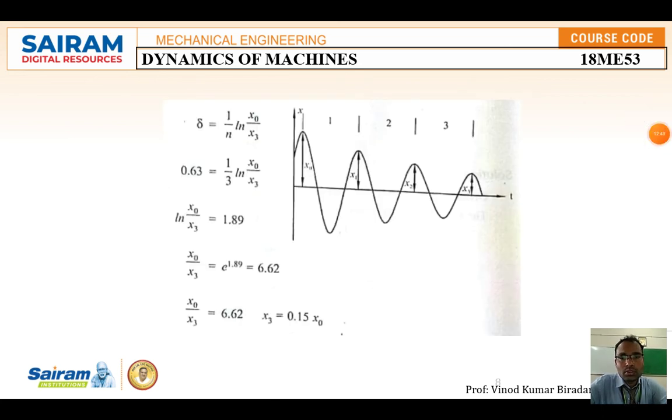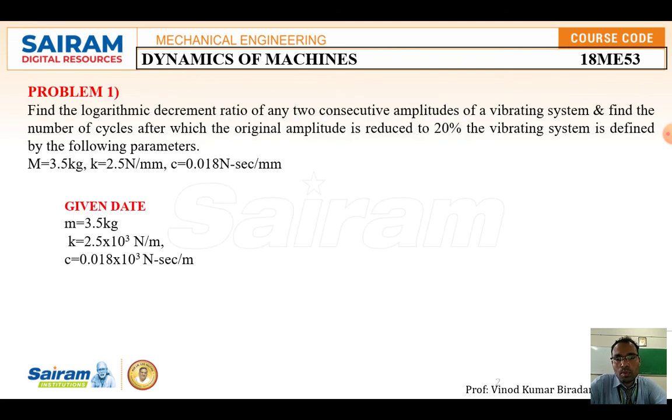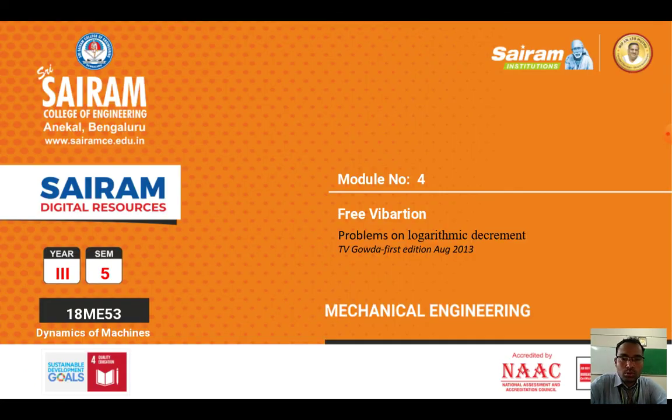Like this you have to calculate problems on logarithmic decrement. While solving these problems, as I told you already, we depend upon the given data. If the amplitude and number of cycles are given, use the formula delta is equal to 1 by n ln of x naught by x3. Otherwise, if zeta is given, delta is equal to 2 pi zeta by square root of 1 minus zeta square. Like this you have to solve the numerical problems on logarithmic decrement. Before solving them, make a list of formulas. I hope you understand this problem. Thank you very much.